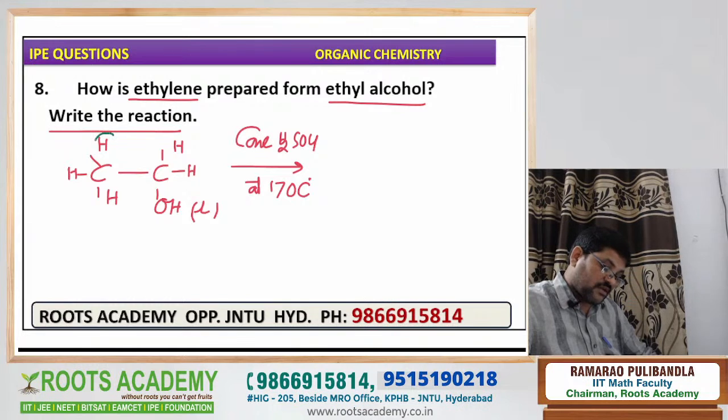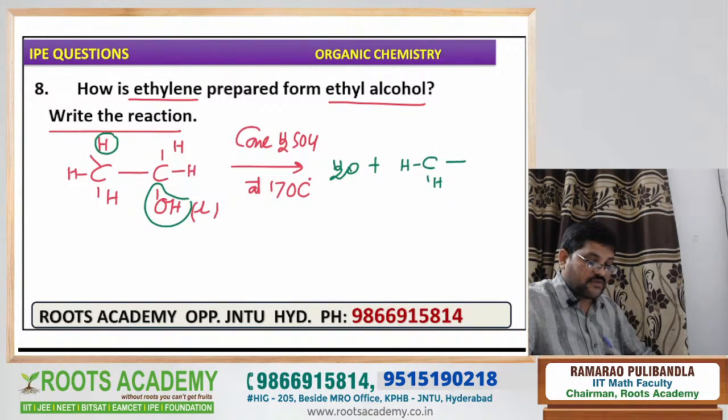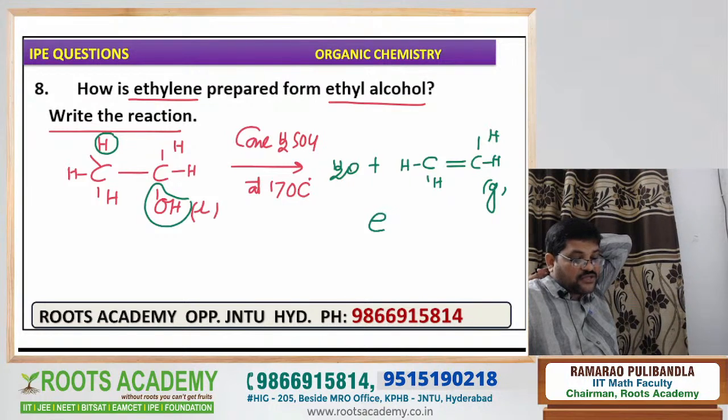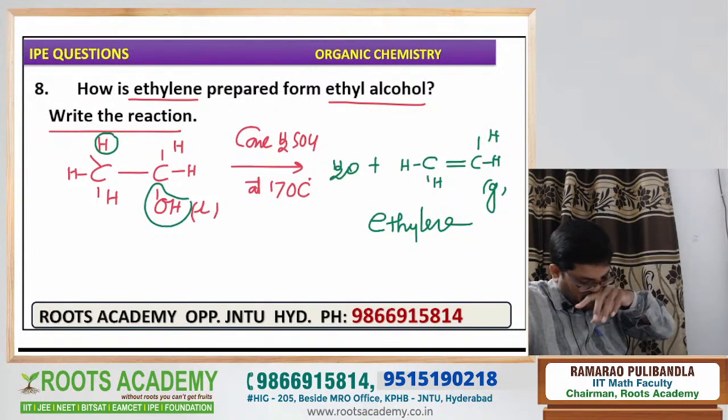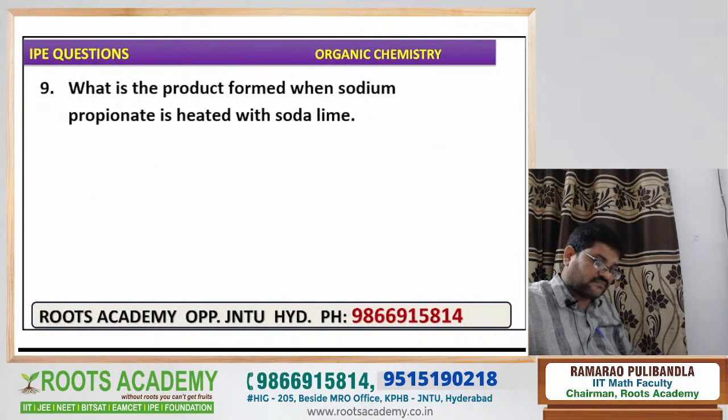What is dehydration? Removal of water: H plus from here and OH minus from here. Now there is loss of water and you get ethene gas. Ethene gas, also called ethylene gas, is forming. This is the simple explanation. It is very easy.